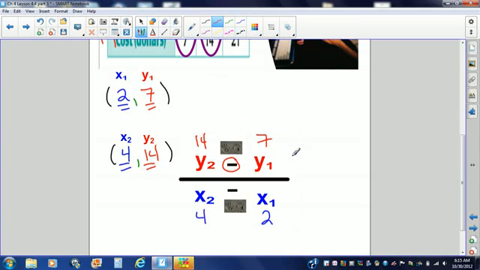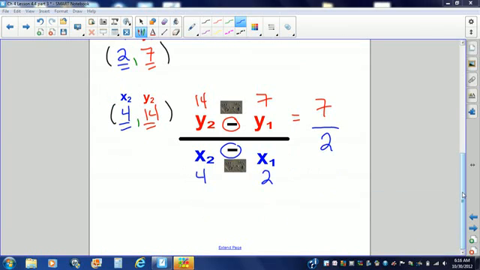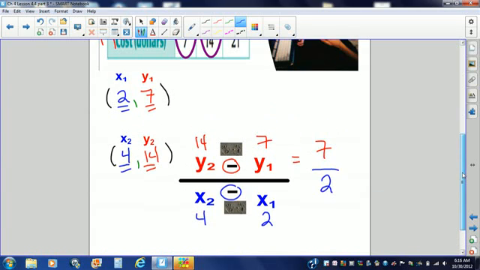14 minus 7 is going to give me 7. Over here, I'm going to do 4 minus 2. That's going to give me 2. So the slope for this problem would be 7 over 2.